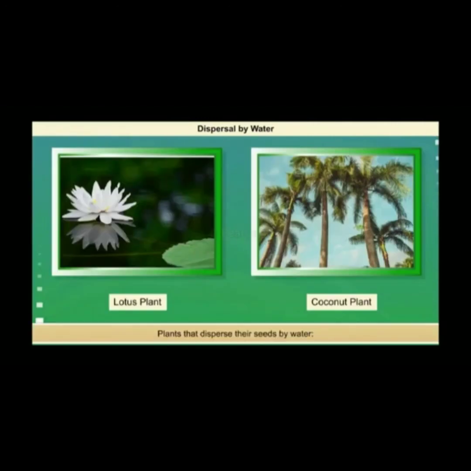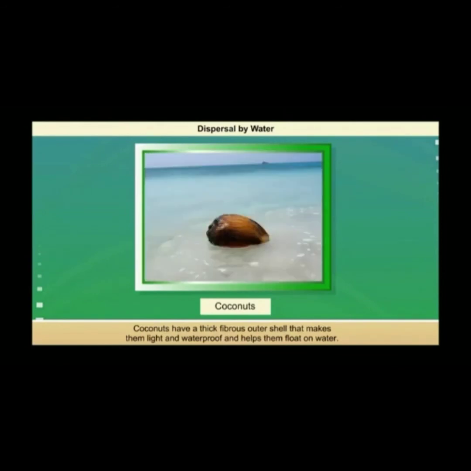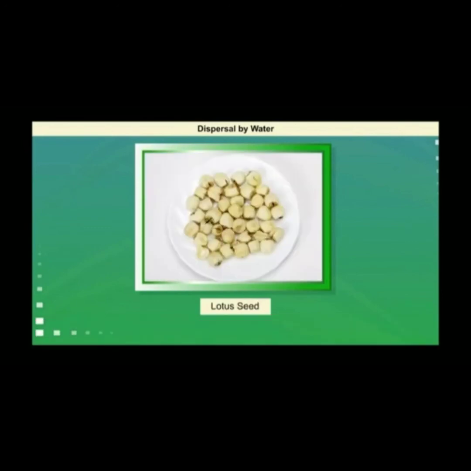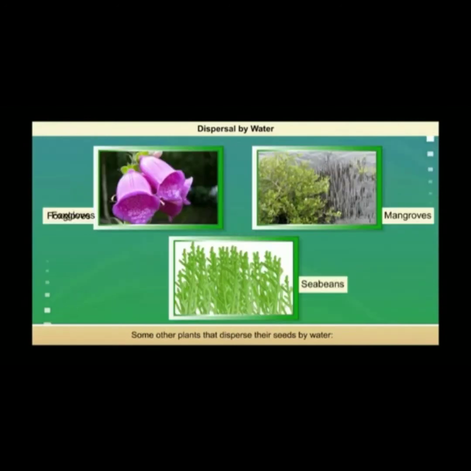Some plants that grow in or near water bodies, like lotus and coconut, disperse their seeds by water. The seeds of these plants are adapted to float on water. Coconuts have a thick fibrous outer shell that makes them light and waterproof and helps them float on water. The seeds of lotus plants are dispersed along with the fruit. The fruits are light and spongy. As a result, they float on water for long distances. The seeds of foxgloves, mangroves, and sea beans are also dispersed by water.